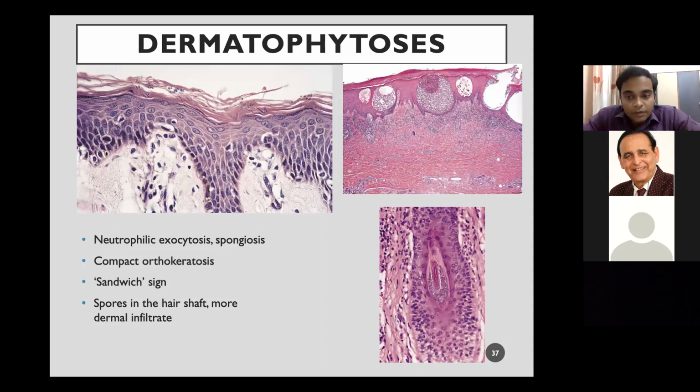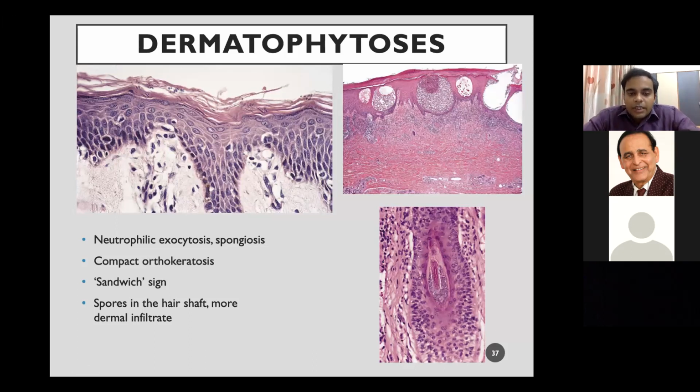And you may not find organisms very clearly in H&E, but then you have to go for PAS stain. Sandwich sign is a sign when you have very fine filaments, hyphae, in between the various layers of stratum corneum. So that is called sandwich sign. Sometimes they may enter the hair follicle. So that can happen in tinea capitis.